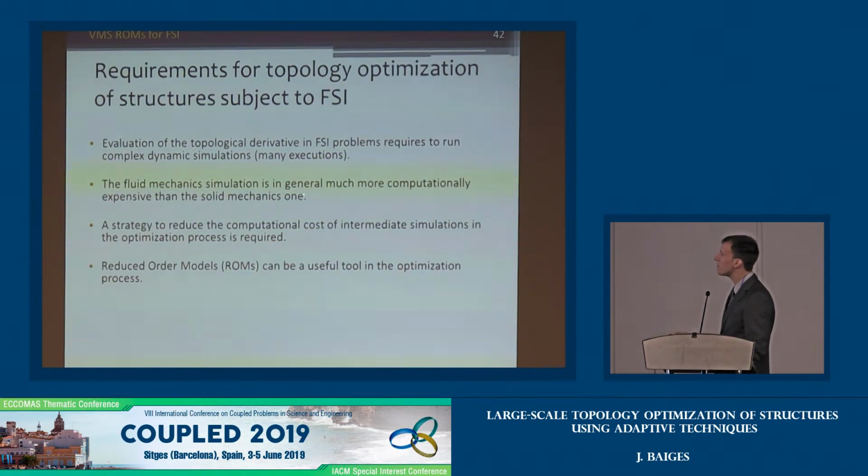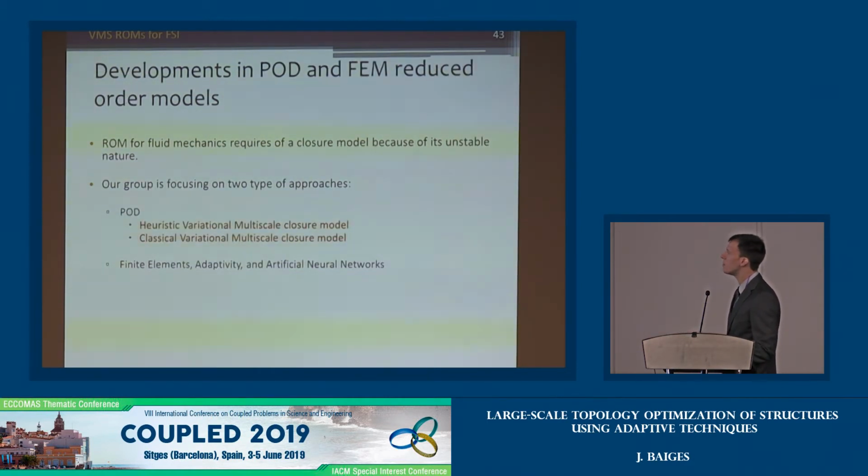And in general, the fluid mechanics simulation is going to be much more expensive than the solid mechanics one because of turbulence. So we need to develop some strategy in order to try to reduce this computational cost, at least in intermediate simulations of the optimization process. And one possibility to do this are reduced order models, which can be useful in this setting. So in our group, we have been working on reduced order models for some time, and in particular, we have been working on both proper orthogonal decomposition approaches, and more recently also on finite element adaptivity and artificial neural networks.